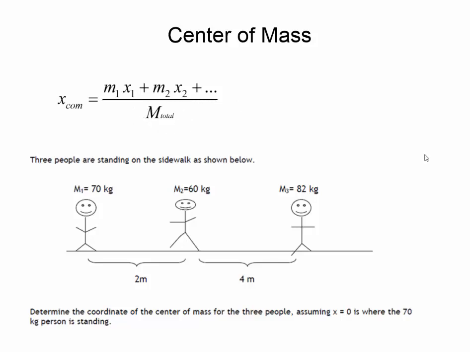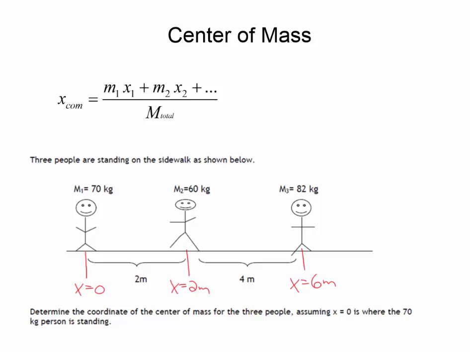So we're going to look at this first situation where we have these three people standing on the sidewalk. We're told to let x equals 0 be where the 70 kilogram person is standing. This leftmost person is at x equals 0. So the first step is we need to label their positions. The first person is at x equals 0, the second person is at x equals 2 meters, and the third person is 4 meters to the right of that person, where he's at x equals 6 meters.